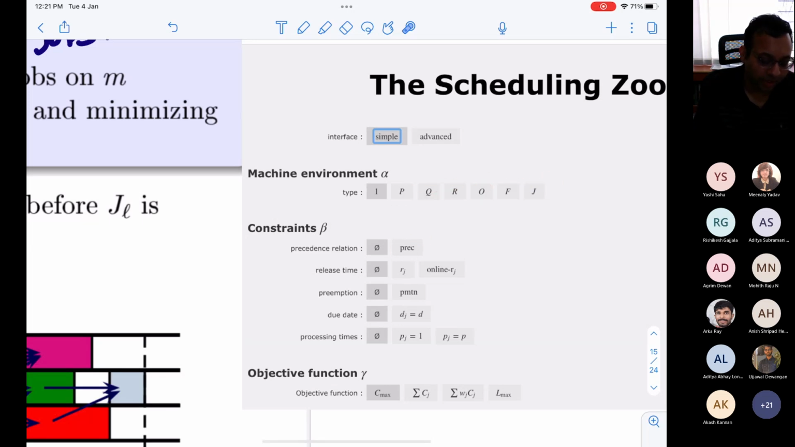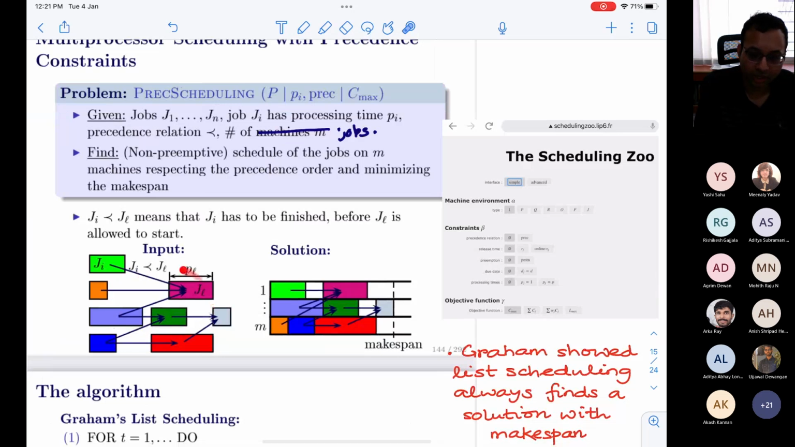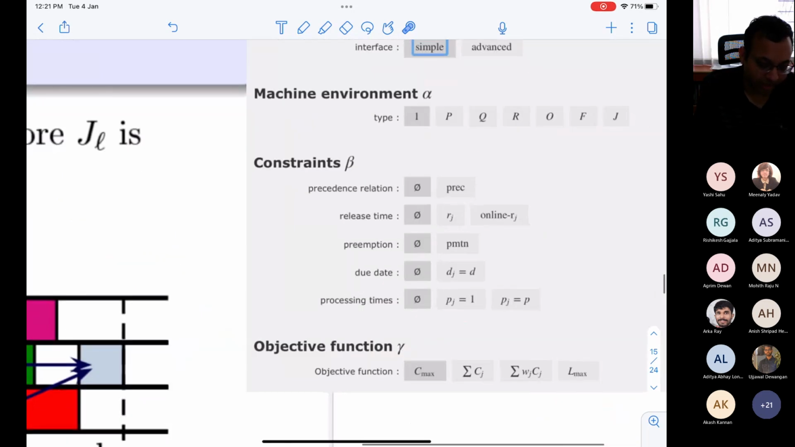And prec means this kind of constraint, precedence constraints. And then there is an objective function Cmax, which is this makespan, the maximum completion time, basically.